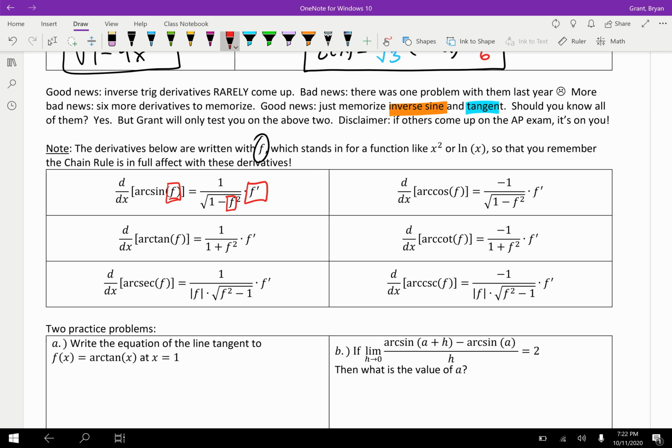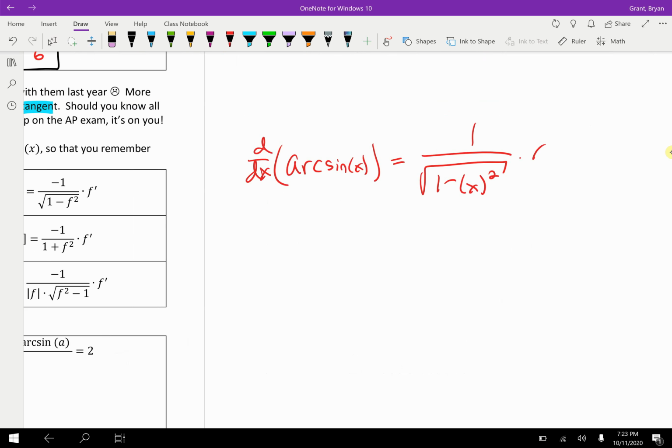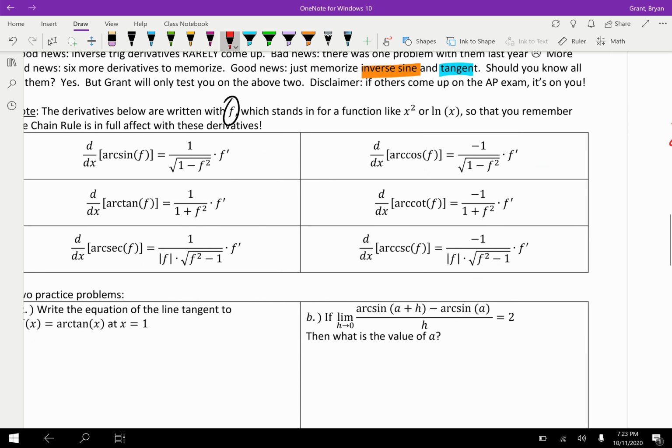Now, sometimes I see people do weird things. They say, oh, when I do the inverse sine of x, and you say, hey, take the derivative of this, then that's going to be 1 divided by the square root of 1 minus x squared times x prime. No, don't write x prime. It literally means the derivative of x. The derivative of x is 1, right? Not x prime. So make sure you keep that straight.